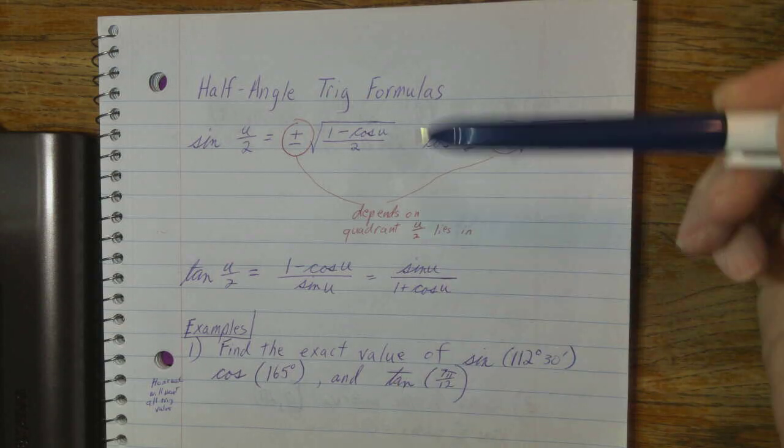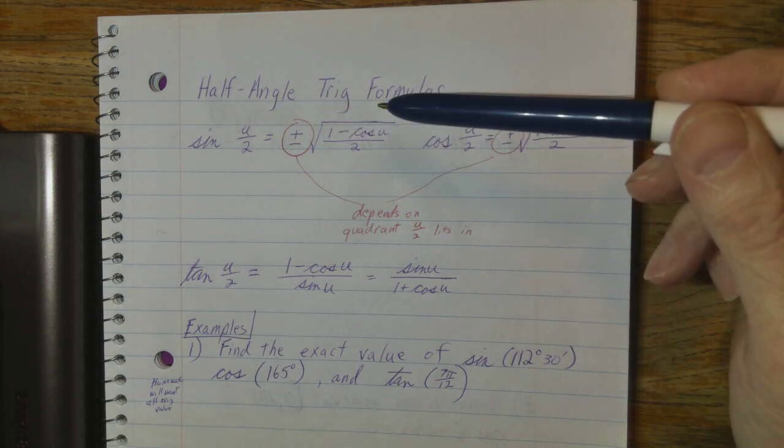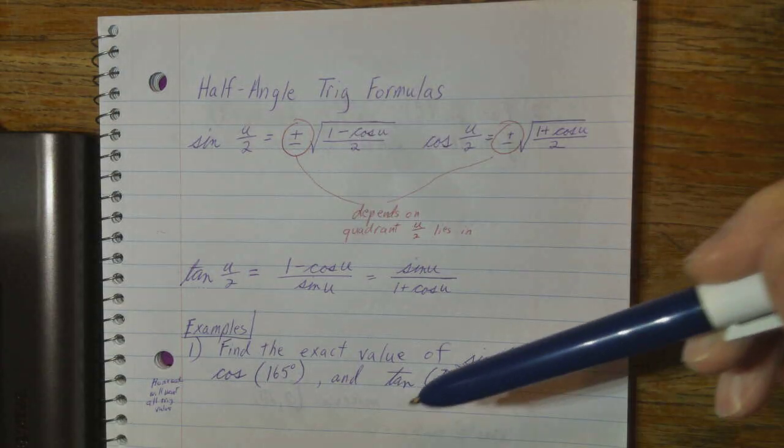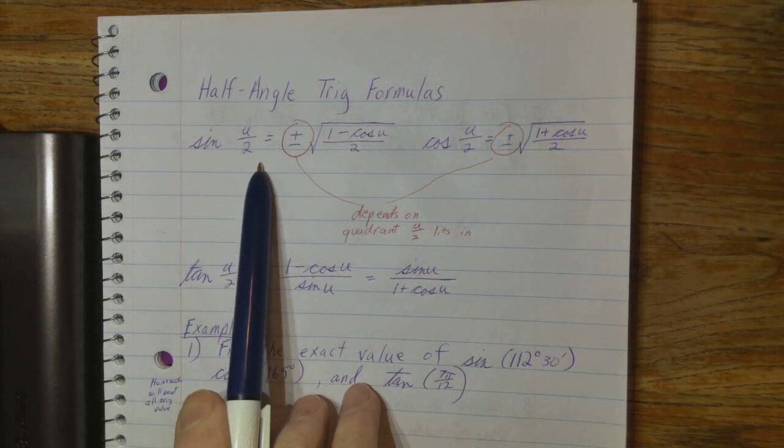And we're talking about, we went double angle, now we're doing half angle trig formulas. And I want to show you how to do a few examples. But we have these identities you'll need to get written down.